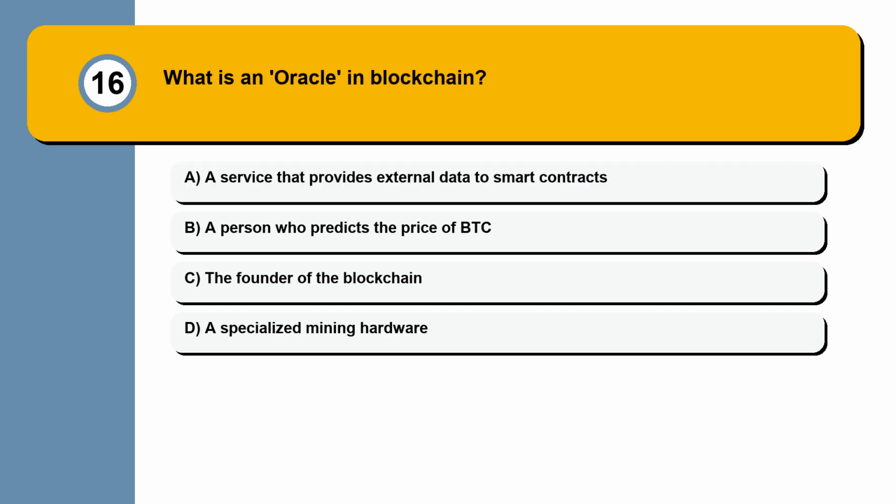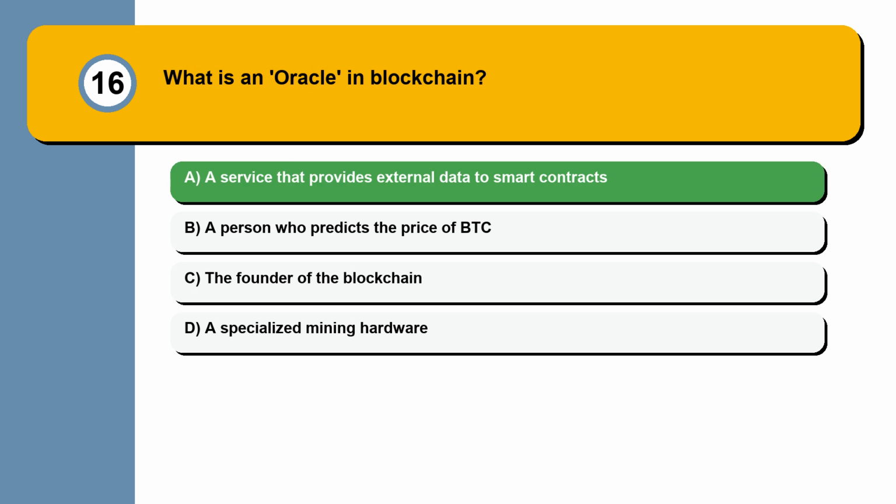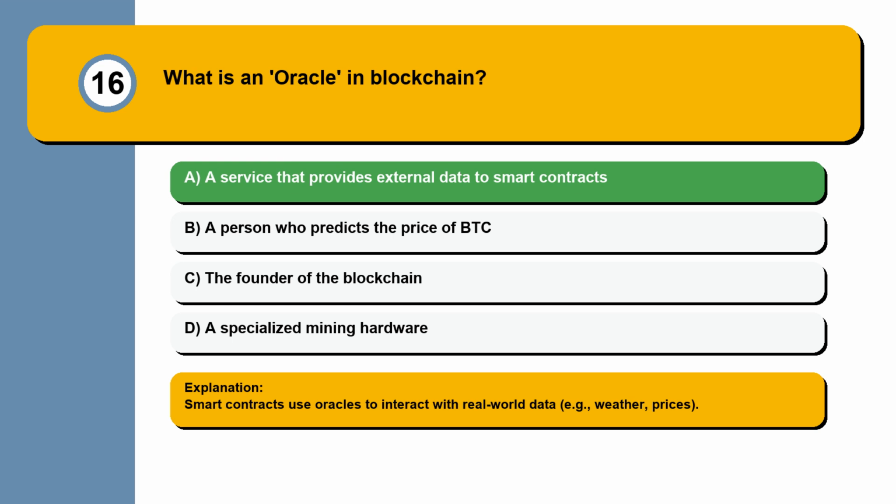Question 16. What is an oracle in blockchain? A service that provides external data to smart contracts. A person who predicts the price of BTC. The founder of the blockchain. A specialized mining hardware. Smart contracts use oracles to interact with real-world data, for example weather and prices.